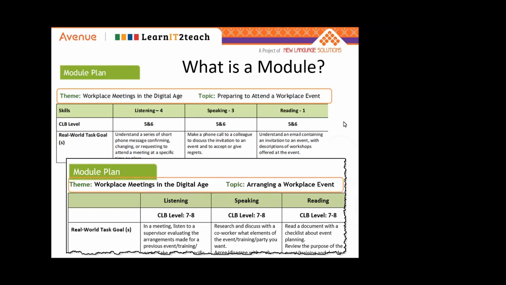5.6, preparing to attend a workplace event, and at 7.8, arranging a workplace event. The topic in both modules is similar, but the task outcomes are different. Note that the module topics here are in the form of an action statement using a gerund.